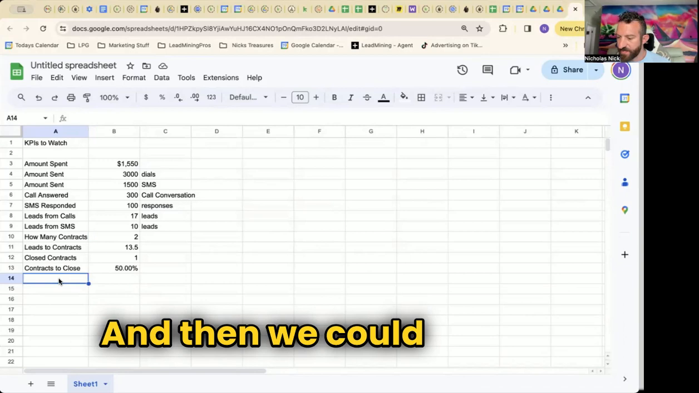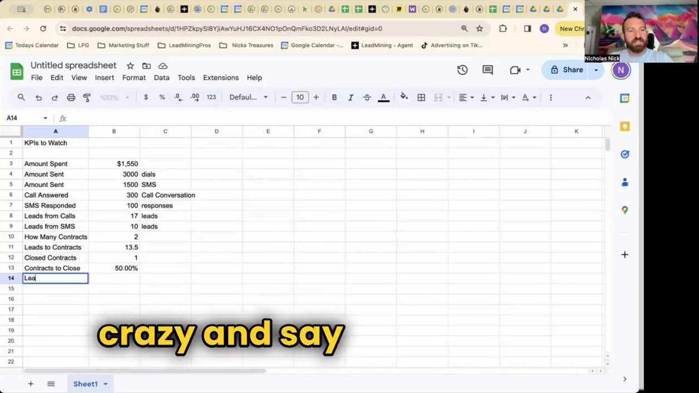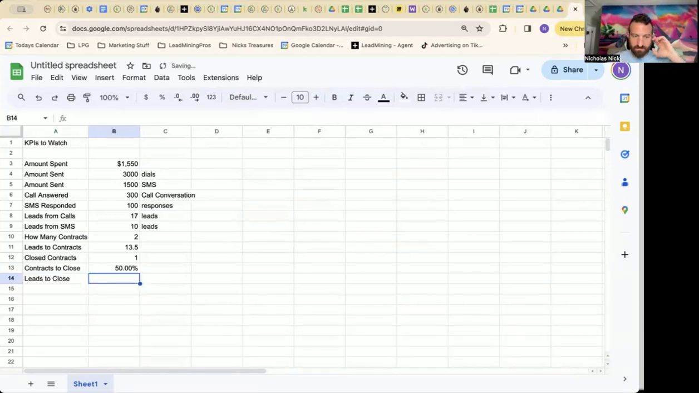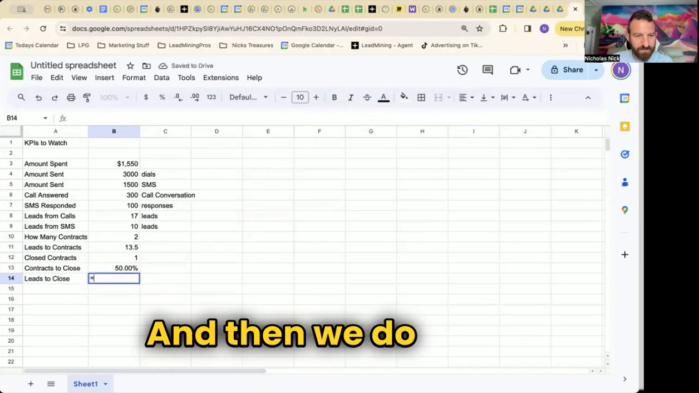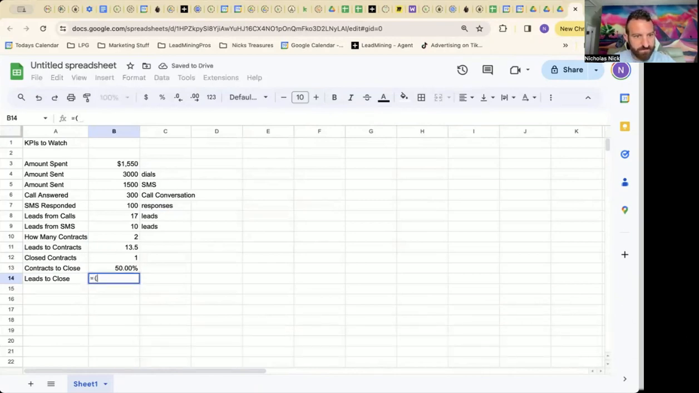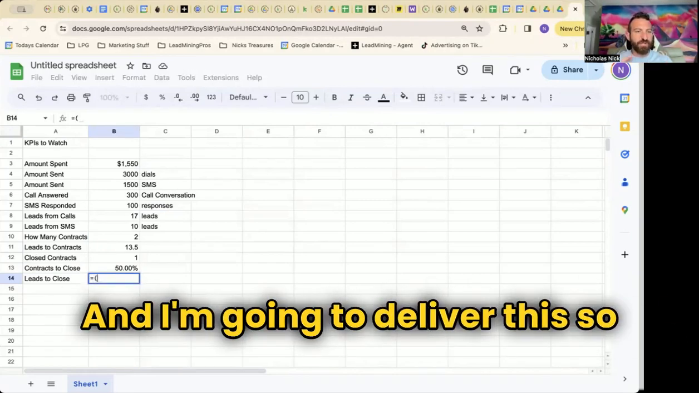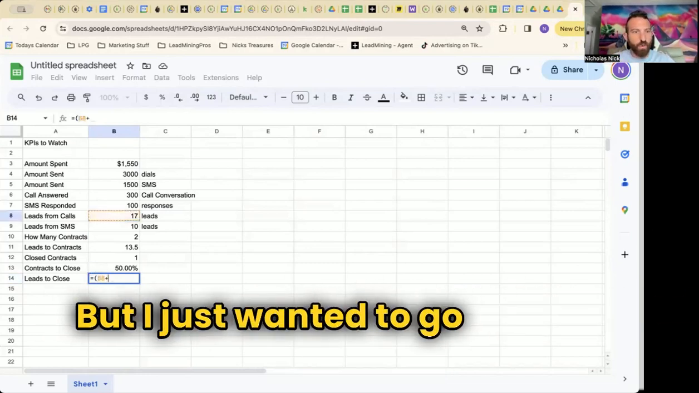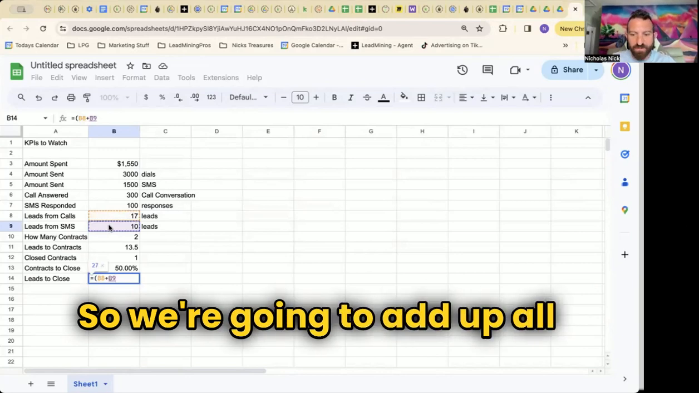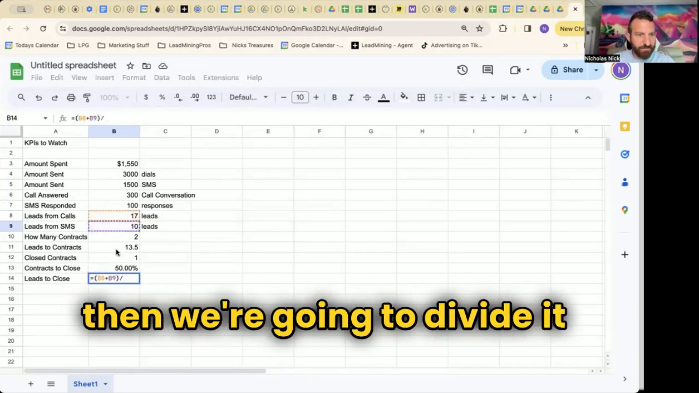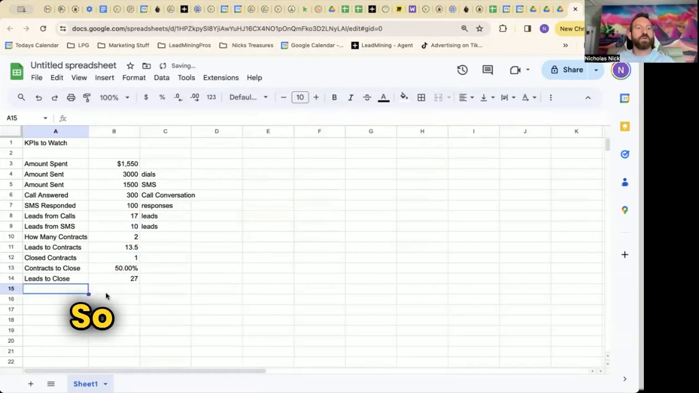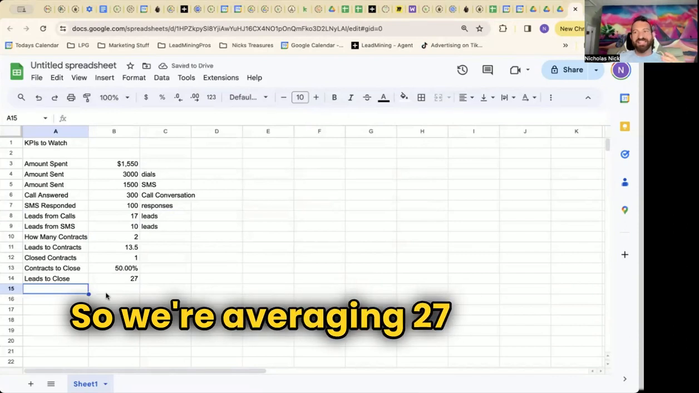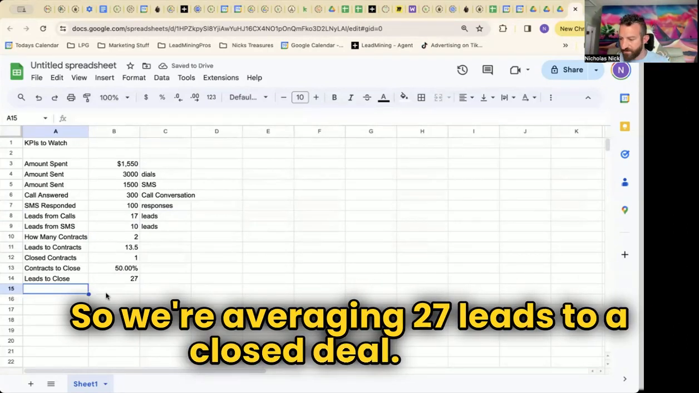And then we could get really crazy and say leads to close, and then we do equals. I'm going to deliver this, so you don't have to worry too much about the cells, but I just wanted to go over this with you. We're going to add up all the leads and divide by our closings. So we're averaging 27 leads to a closed deal.